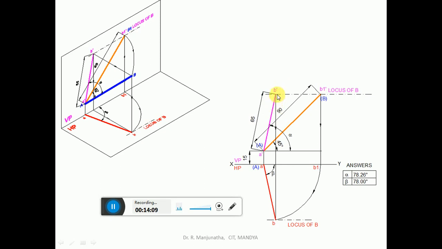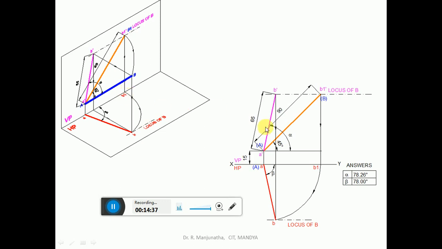Since we know the front view, its corresponding top view will also lie on the same end projector. So you draw your end projector to the top view. But we know the true length is in the vertical plane, so obviously that line will be parallel to VP. A is in VP, so B1 is also on VP. So that is what we have done here. So when this line is projected, you are going to get AB1, which will be on VP. Both the points are on VP, so obviously that line is parallel to VP.